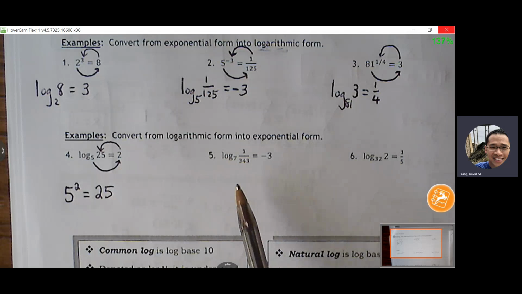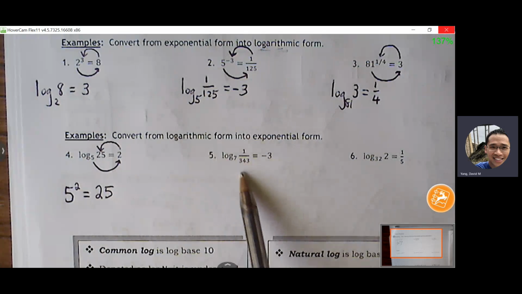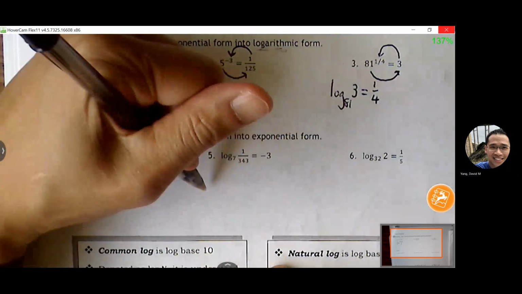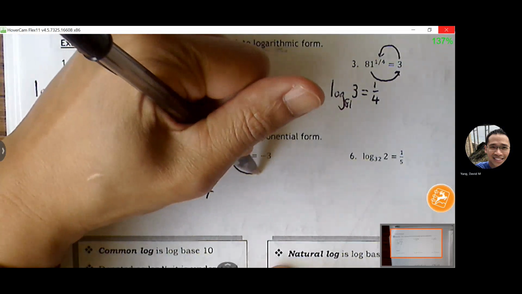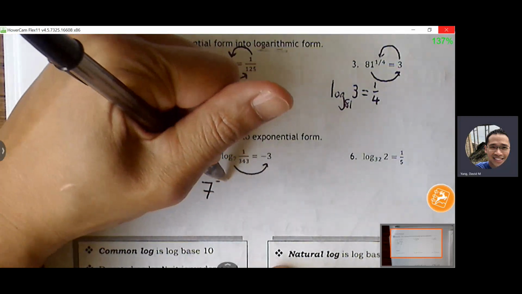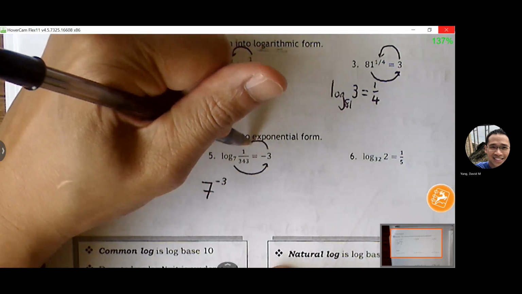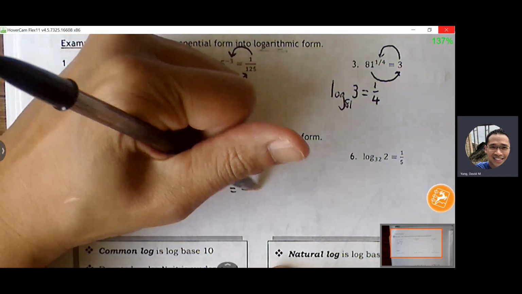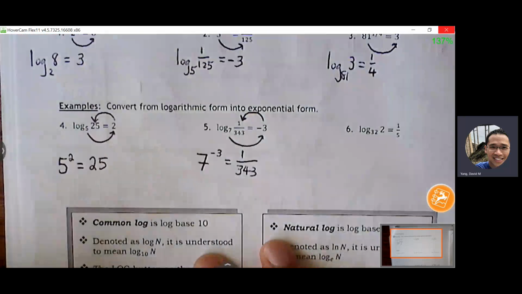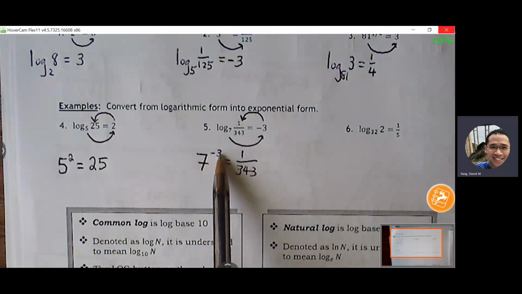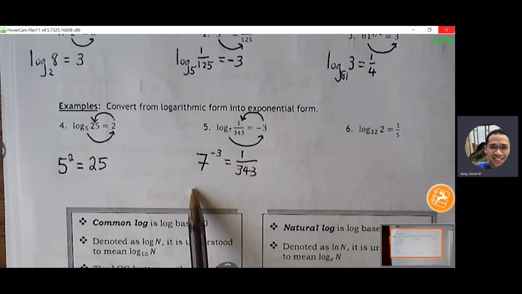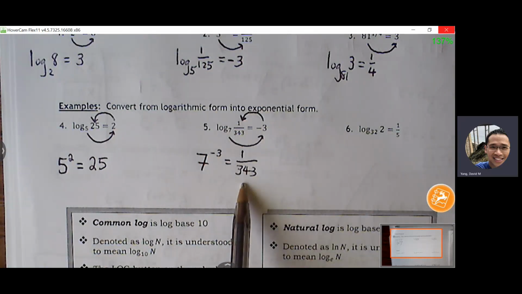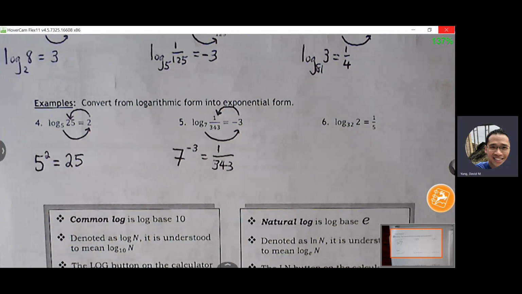Okay, so let's try number 5. How can I get this into exponential form? 7 to the negative 3. Yeah, 1 over 343. Okay, so this makes sense to us as well. We know that 7 to the third power is 343. If we flip that back to the denominator, it makes sense. It's 1 over that 7 to the third power. Okay, try number 6. Log form to exponential form.